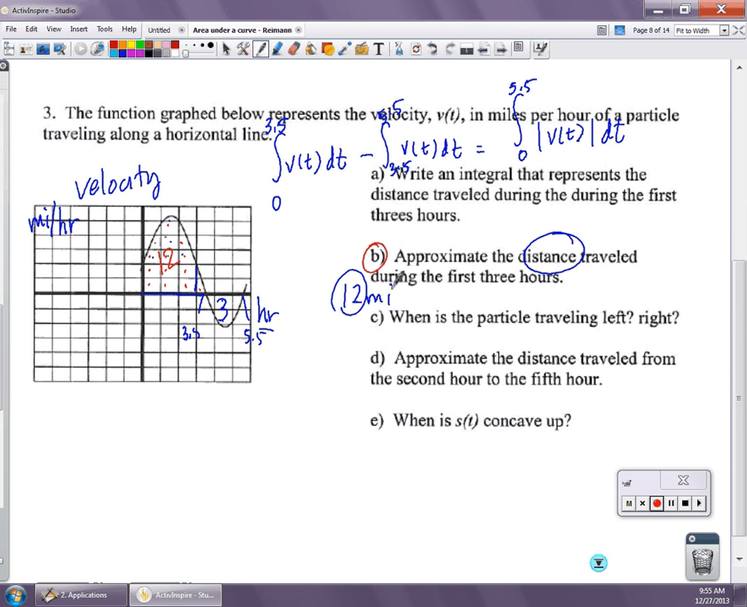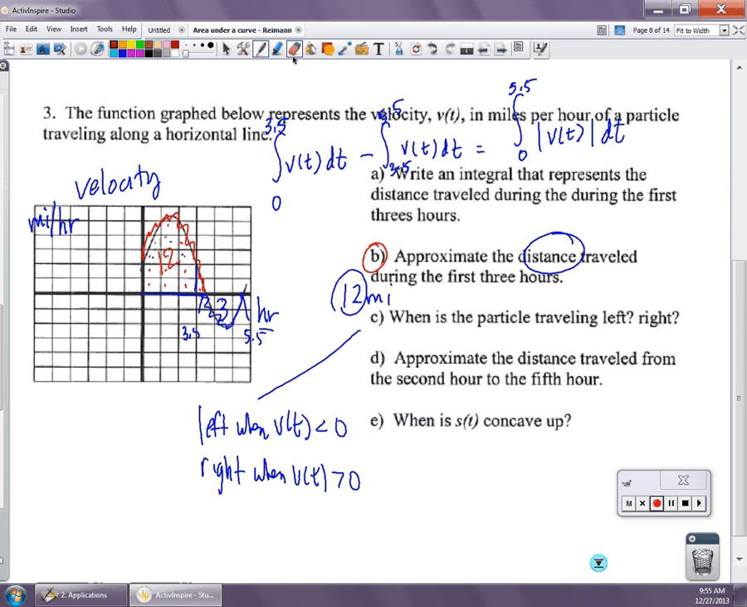Remember from our prior experience that a particle travels left when velocity is less than 0 and travels right when velocity is greater than 0. So the velocity is less than 0 from 3.5 to 5.5, and the velocity is greater than 0 from 0 to 3.5. Letter D, approximate the distance traveled from the second hour to the 5th hour.